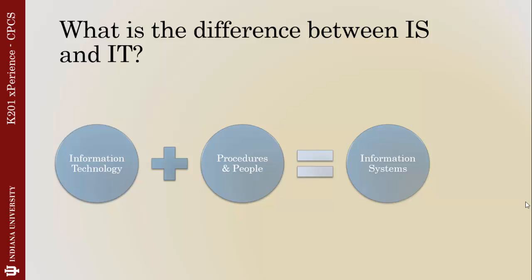Information systems include those procedures, those policies, those instruction manuals, and the people that run and use the information that an information system produces. The key thing here is that you cannot actually purchase an information system. You can purchase all the technology that you need, the hardware and the software and the data, but you cannot really purchase procedures or people.